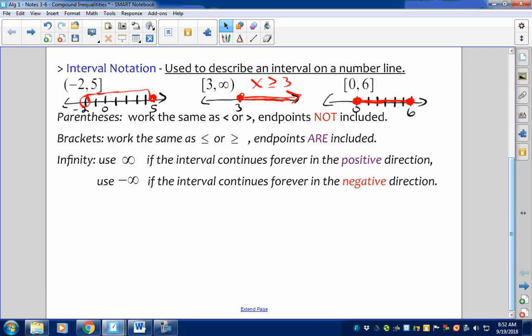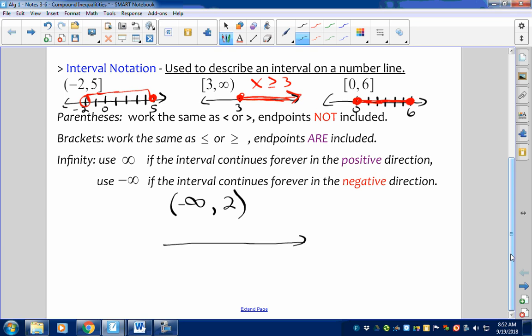To add one more in here, we're missing a case where we have a negative infinity. So something like this, negative infinity up to 2. What would that look like? Draw a number line to go with that. Place 2 somewhere on the number line, maybe towards the middle. But here we would have an open circle at 2, and we would go in the direction of negative infinity, which would be to the left. That represents the different cases you might see with interval notation.